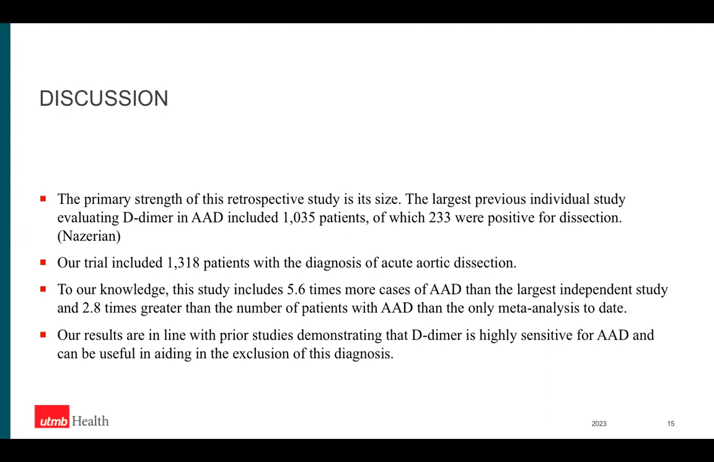And our results are in line with prior studies showing that an elevated D-dimer above 500 nanograms per milliliter could be useful because of its high sensitivity in making you go down a farther route to order CT angiography to confirm your diagnosis or obtain a TEE. If you, of course, had a D-dimer below this cutoff level, that could be very useful in excluding the diagnosis as it is very sensitive.